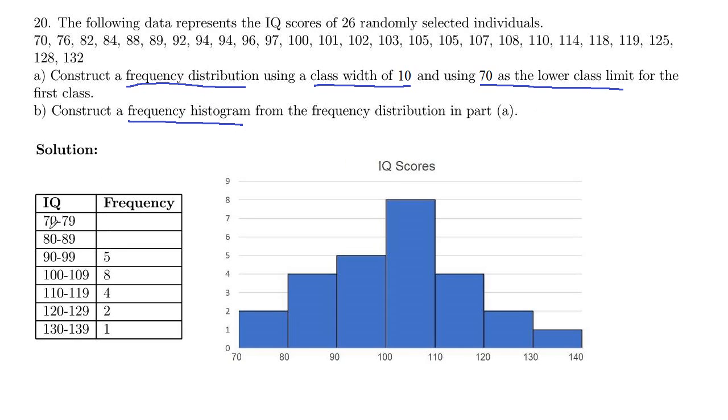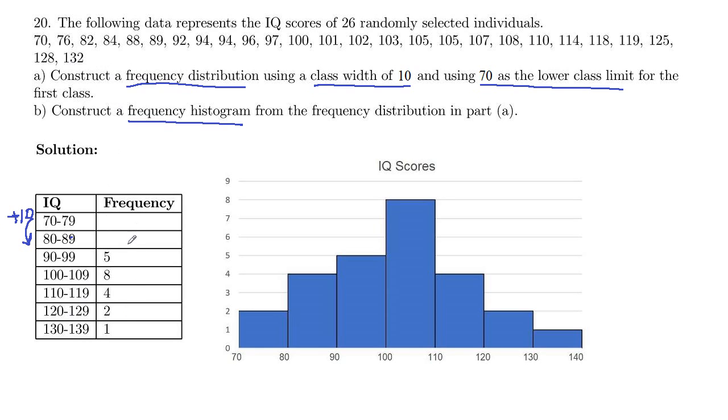So our lower limit here is 70, and then the class width is 10, so the next lower limit is going to be 80, and then 90, 100, 110, 120, etc. So that lower class limit comes in here. We want to add 10 to get to the next lower class limit. And then since these are whole numbers here, our upper class limits are going to be one less than the next lower class limit. So 79 is one less than 80, 89 is one less than 90, etc. All the way down to 130 to 139, because our highest value here, I believe, is the 132.